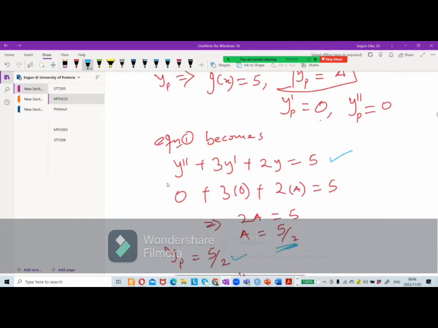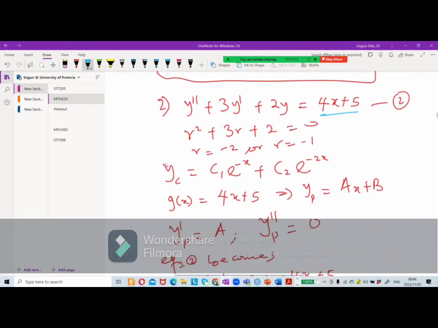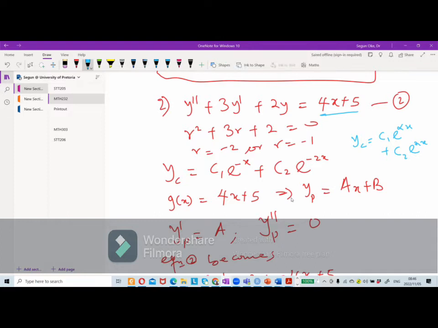Ax plus B. Then after you solve for your y complementary, look at it, we still use the quadratic equation to solve it. Remember, your y complementary is what? C1 e to the alpha x plus C2 e to the alpha x. What is my alpha? The first alpha is -2. The second alpha is -1. Substitute it, write it there. My g of x is this. It simply means my yp is equal to this. This is the one I will differentiate that will give me the first and second derivatives.